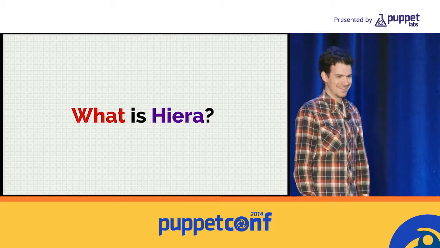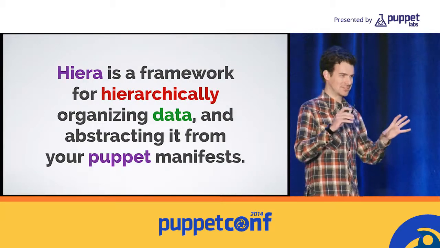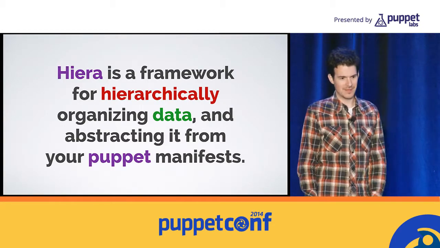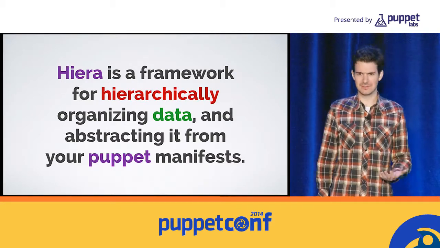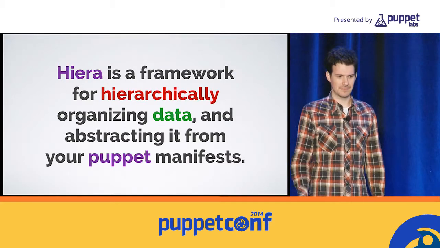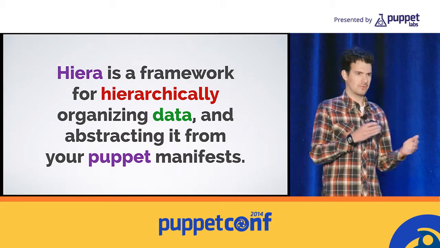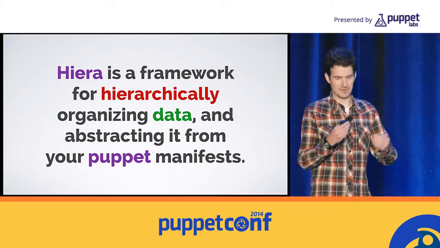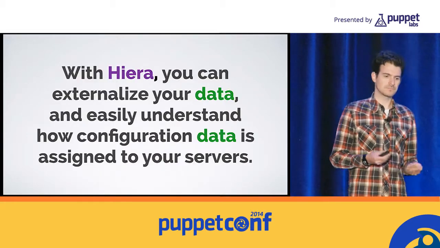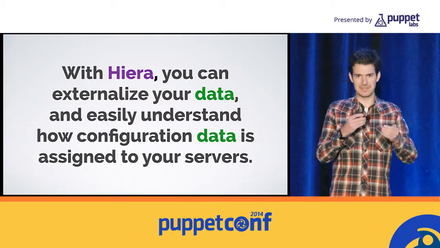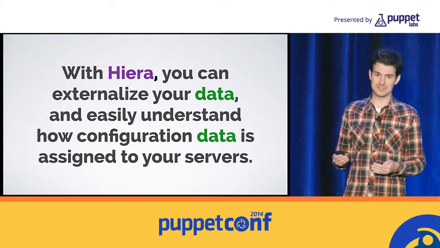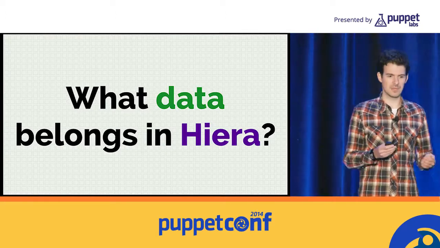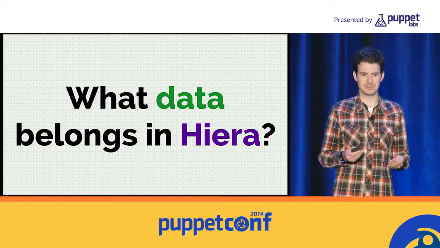That's excellent. So I'm going to touch really quickly on what Hiera is. You probably already all know. This is my kind of definition of it. You may have different definitions. It's a system for hierarchically organizing your data and pulling it out of your Puppet code. The whole goal is to externalize your data and move it out of your Puppet code into a different system. And so when we talk about data, what sort of things do we really mean?